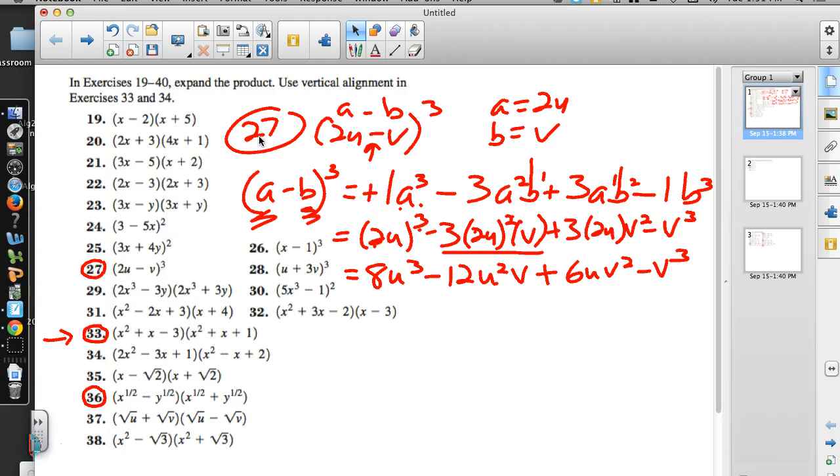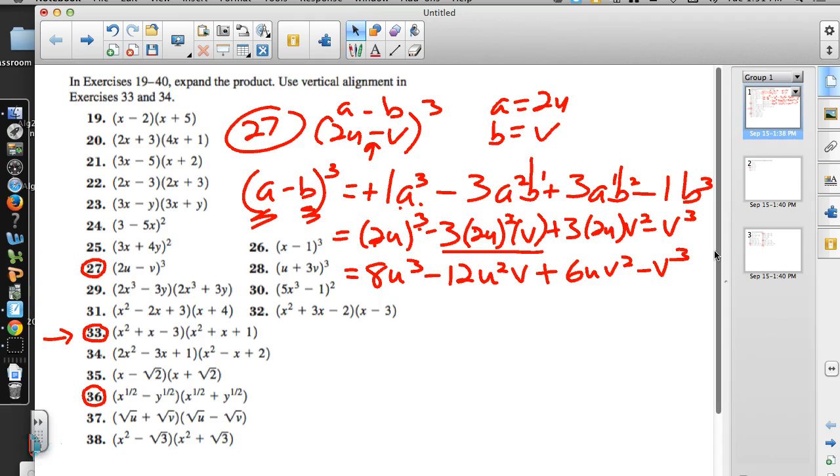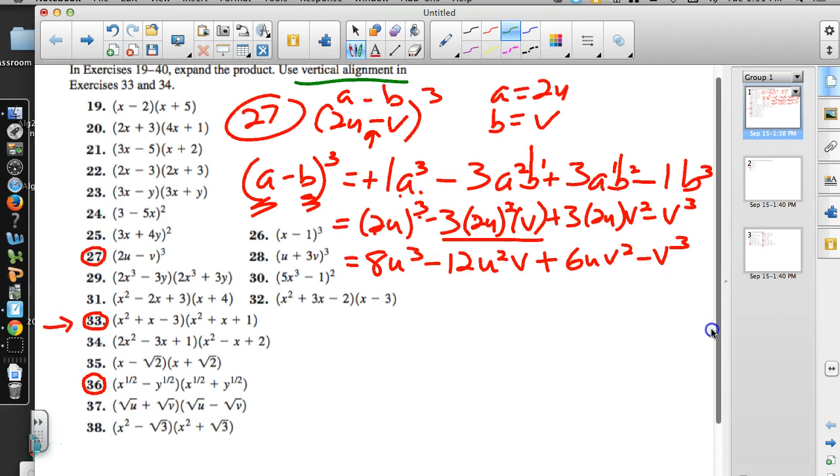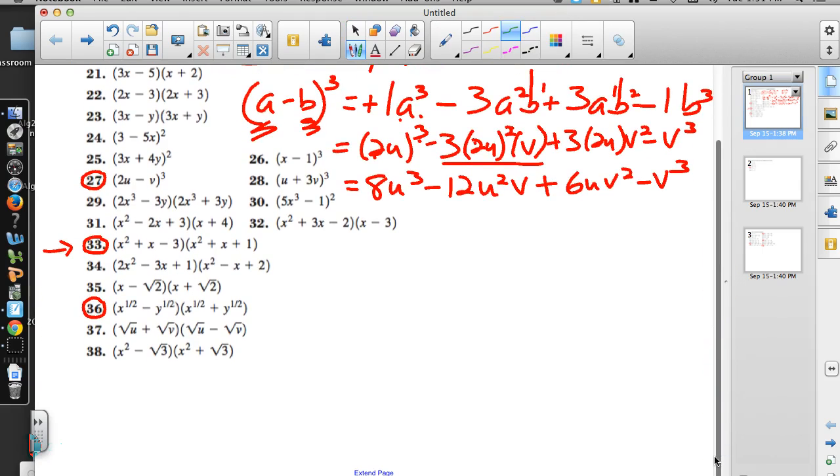All right, the next one was number 33. And 33, in the directions up here, they had said to use vertical alignment. So what we want to do for 33 is write x squared plus x minus 3. And we're going to take that times x squared plus x plus 1. So that's our vertical alignment. And then just do this as you did back in grade school.